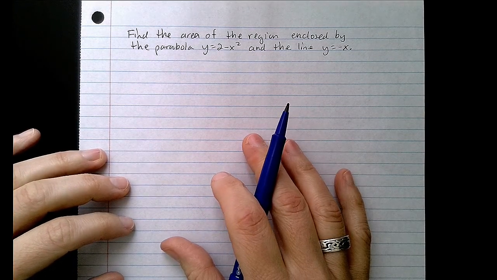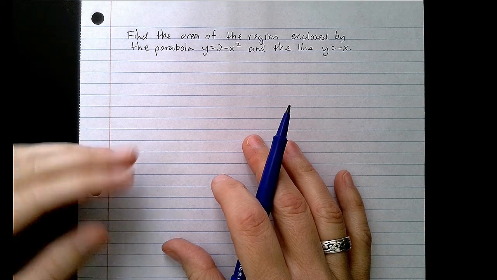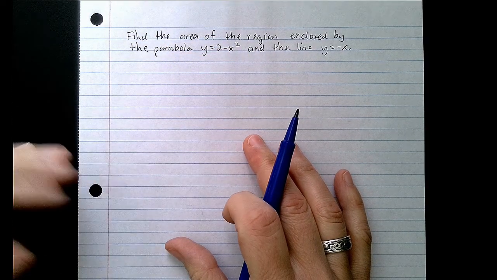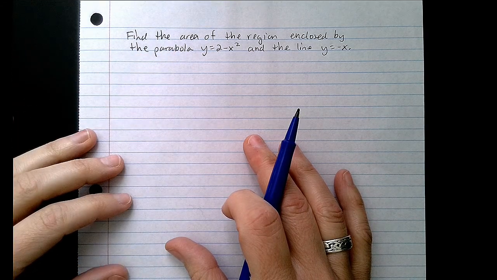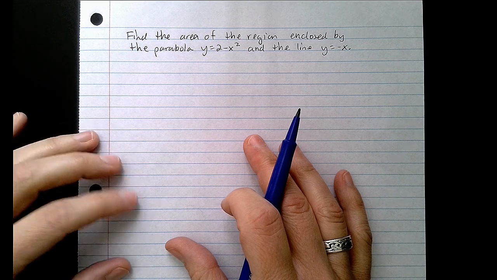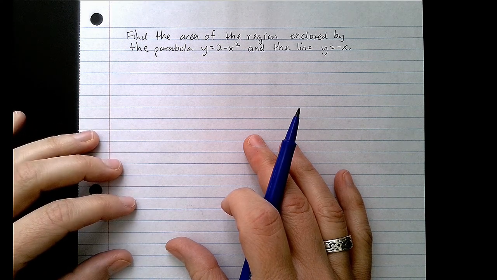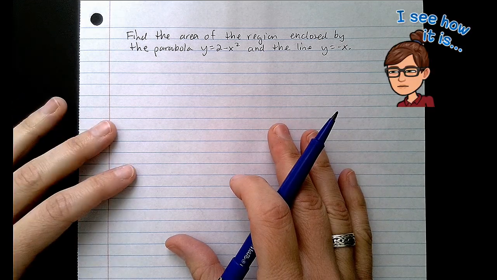In this example here, we're dealing with two functions that we are very familiar with, a parabola and a linear function. And again, we're asked to find the area of the region enclosed by them. Now, this is a typical question that could show up in a way where we don't have access to technology to help us, but realistically, we don't need it. We can use all the skills we've been working towards to get to this point.